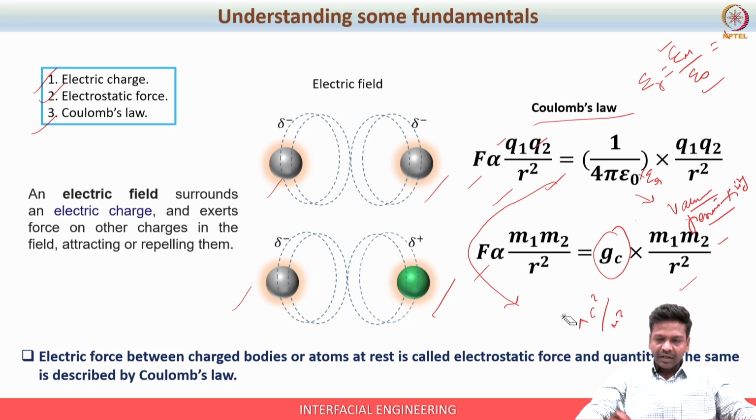So you can say that this is nothing but multiplied by volt meter by Coulomb. Coulomb can be cancelled out, meter can be cancelled out. So you will have Coulomb in the numerator. So Coulomb into volt divided by meter will be there.